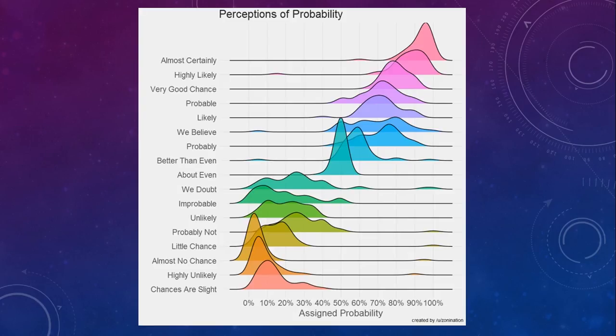A couple of interesting features here. One, there's a very strong clustering. It's not the case that people are just randomly distributed across the possibilities. So people are agreeing to a really large degree on what these words mean. It's also the case that people are not giving the exact same answer. So there is a distribution.